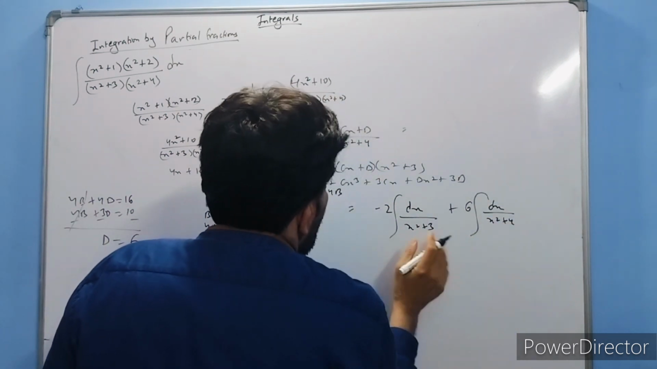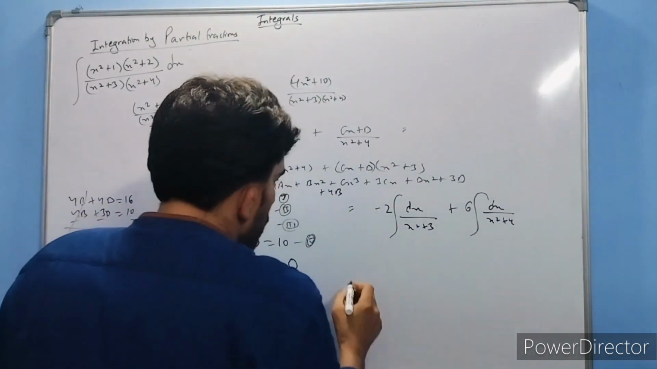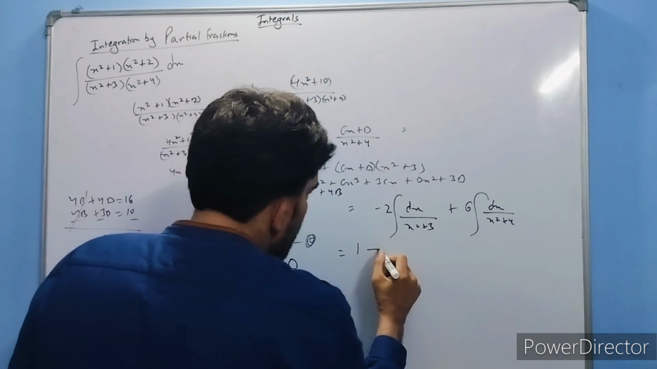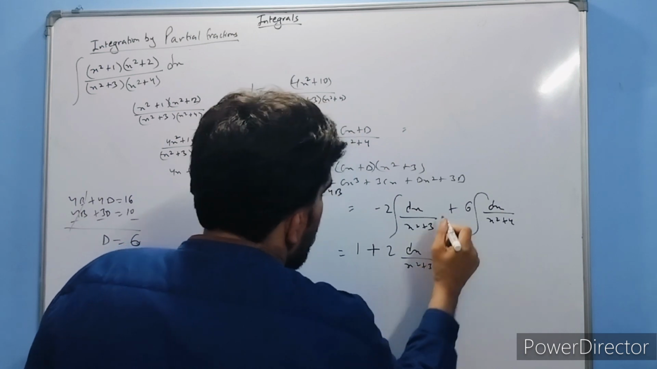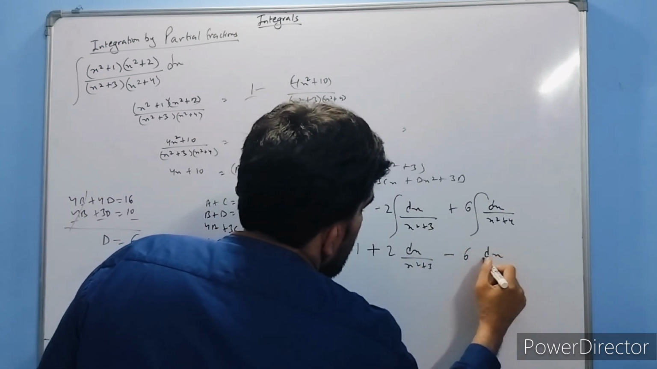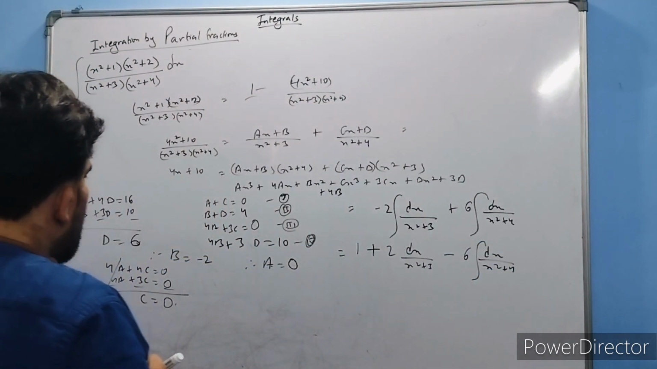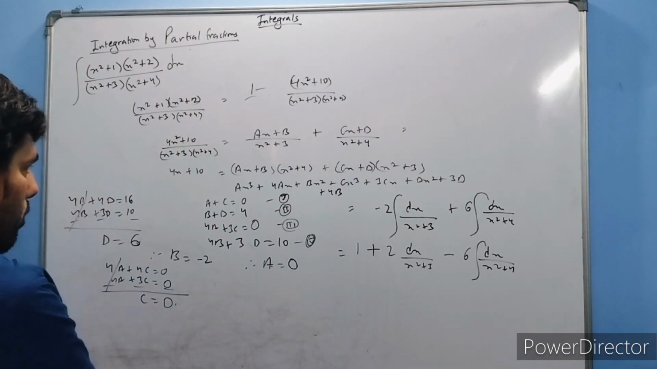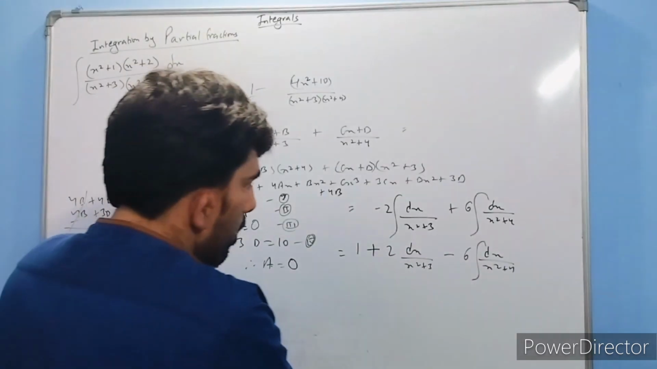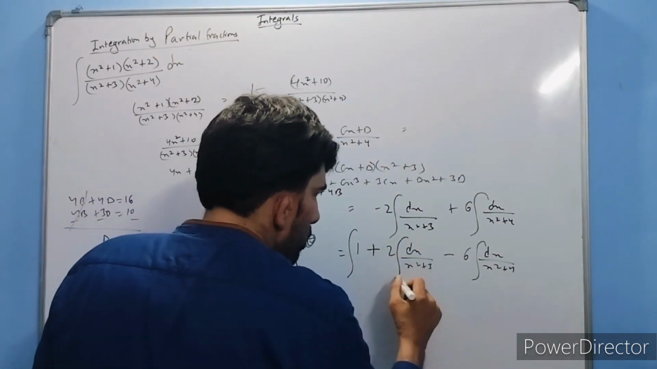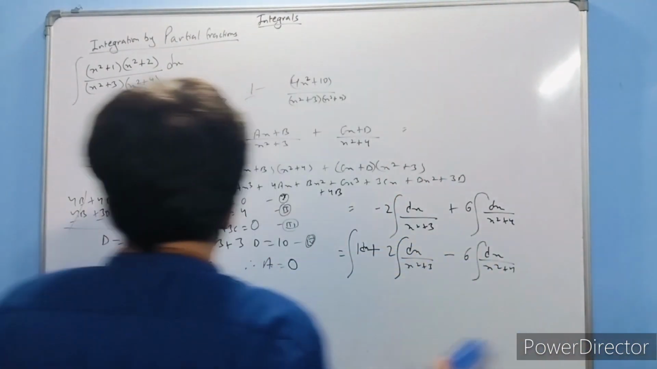Okay. So now we'll integrate these to get our answer. We'll put one minus here. So it will be plus 2 dx upon x square plus 3, but here it will be minus 6 dx upon x square plus 4. Okay, so likewise we'll try to solve the answer here. So we find a value here. Now let us try to integrate this, dx. So let us try to solve here.